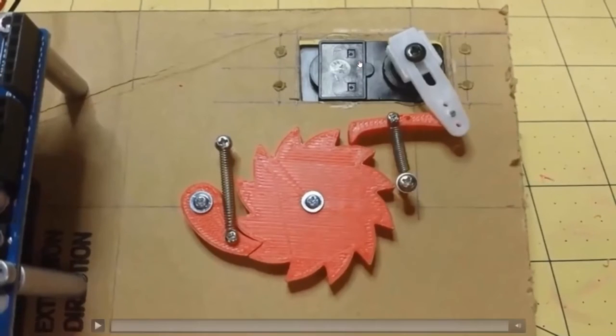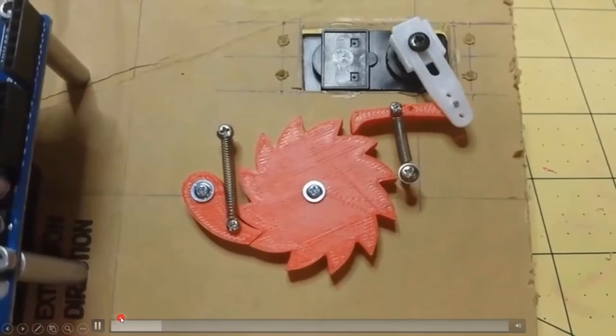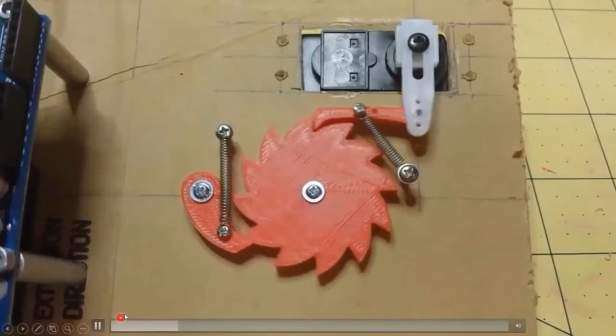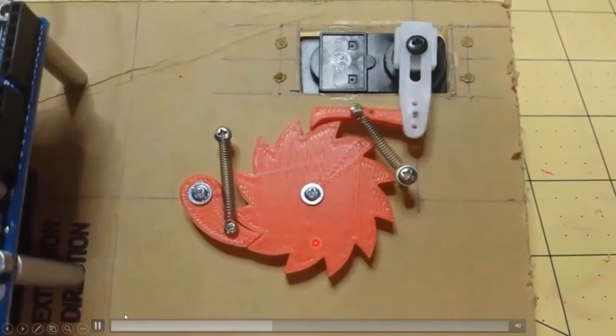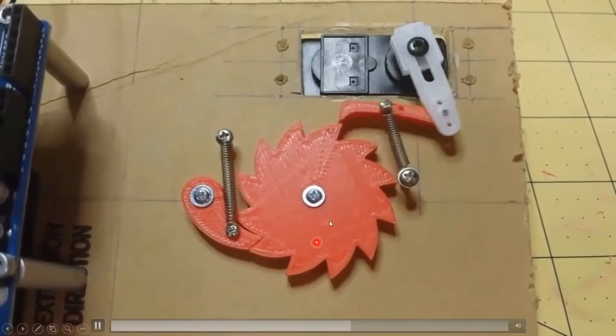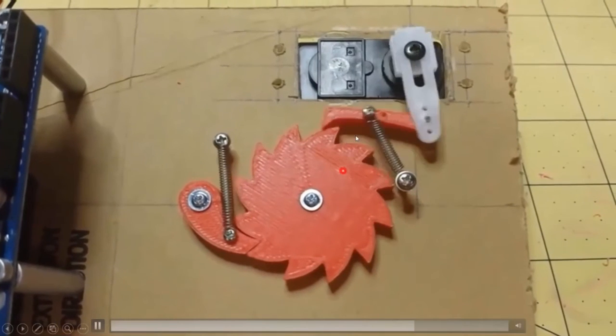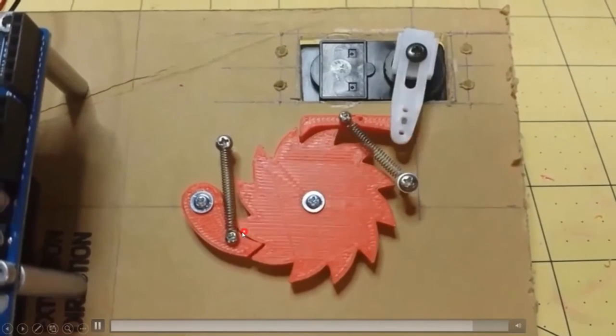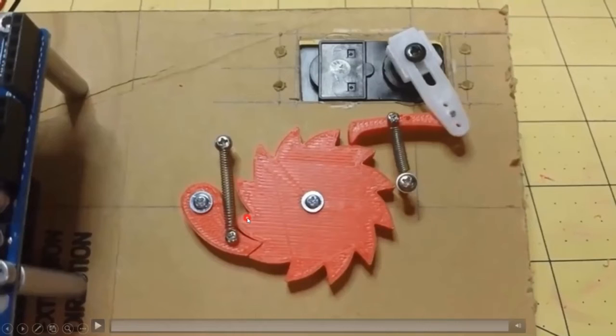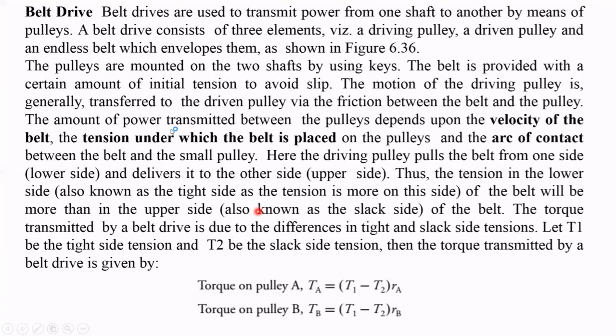We are using the ratchet and pawl mechanism for automatic feeding of the piece in the shaper machine. This is the toothed ratchet wheel and pawl. The pawl is for locking the wheel, which means it allows only one direction. This is about the ratchet and pawl mechanism.